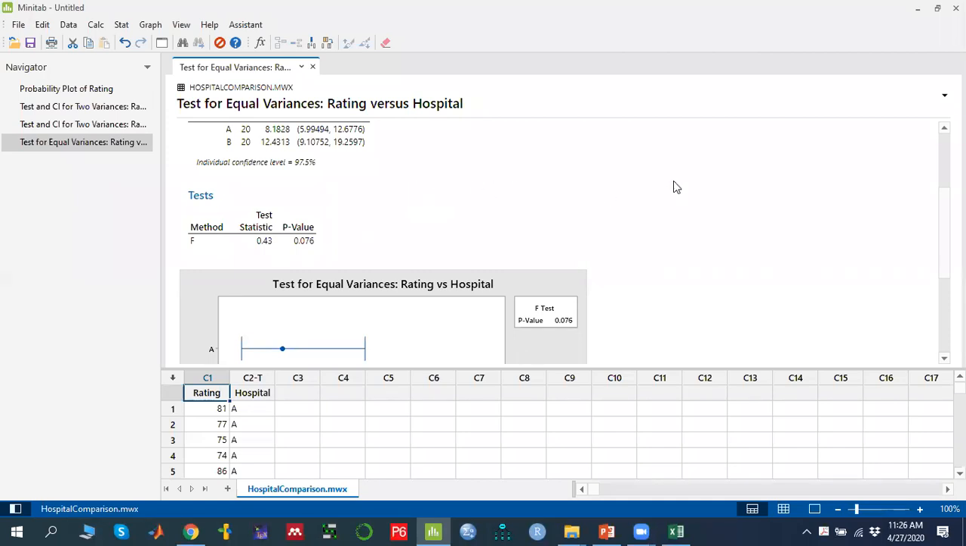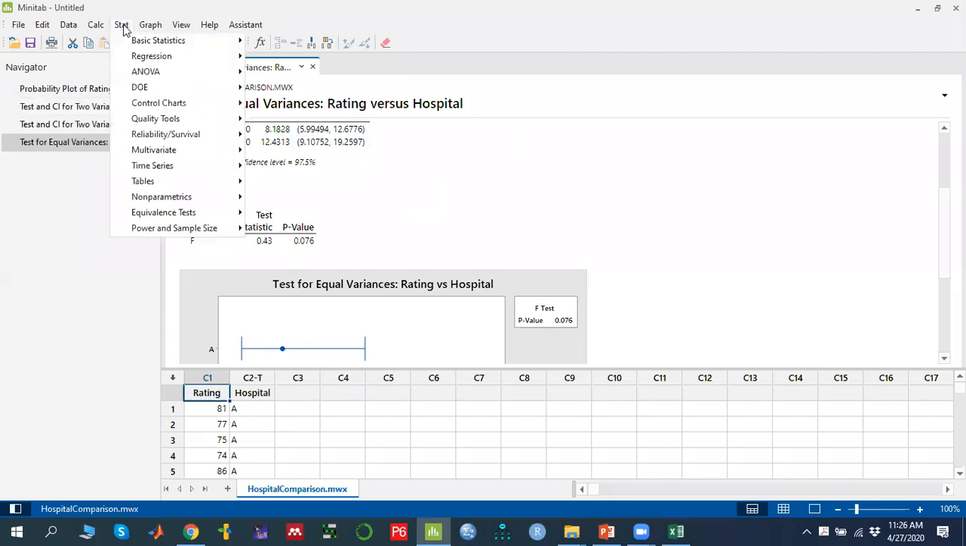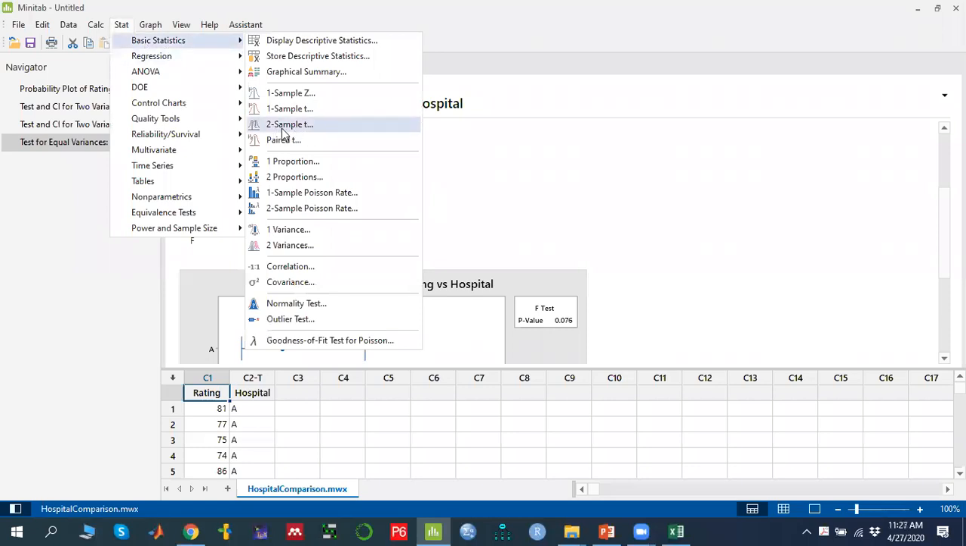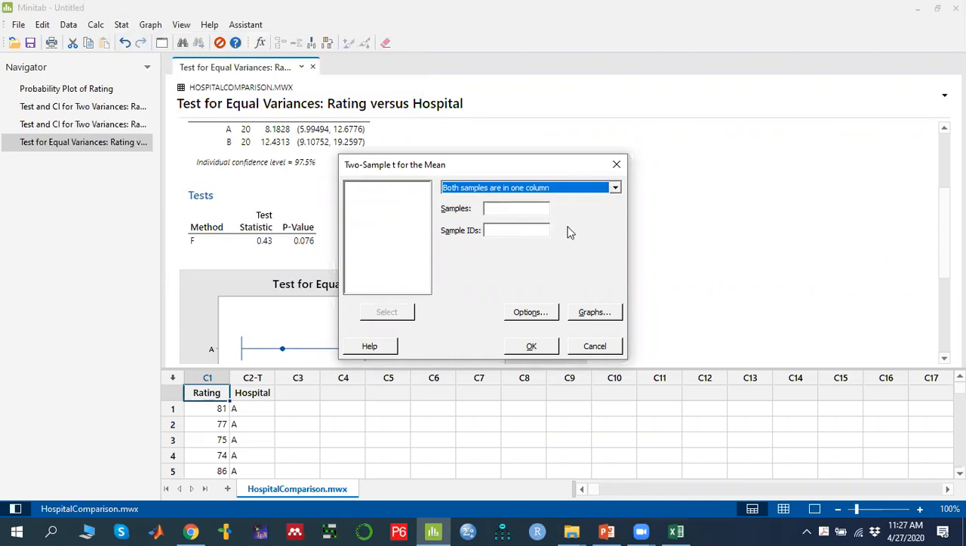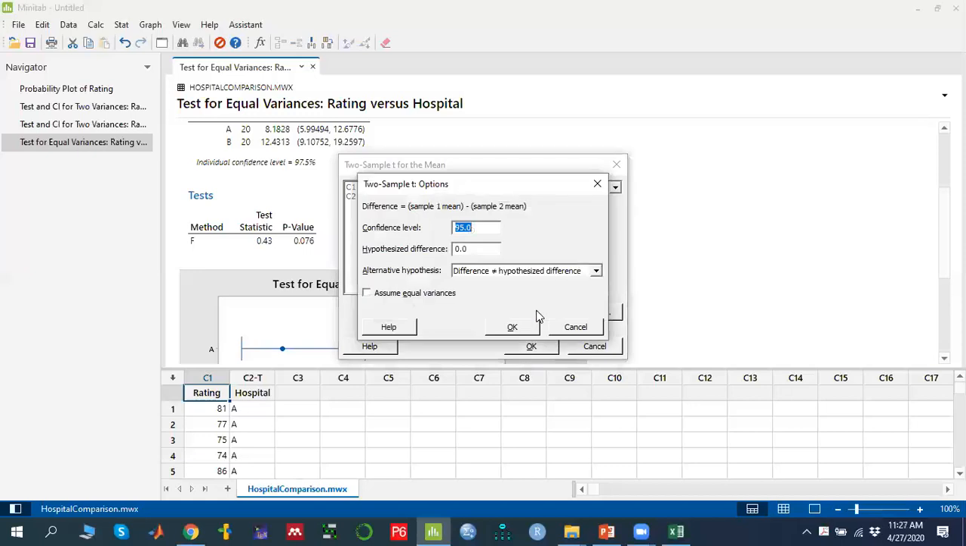Okay, so by the way, how we can apply the two sample independent t-test, we will go to Stat, Basic Statistics, Two Sample t. If I click over here, the data was in a single column, and if I click on samples, we can select rating, and in sample ID we can select hospitals, and then options. Because it's a two-tailed test, I am setting the alternative hypothesis as not equal. And the difference is 0, mean mu1 minus mu2 is equal to 0.